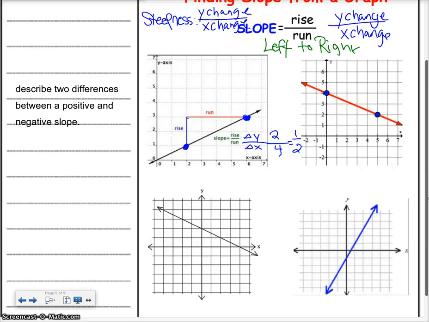So look at it. Watch slope. Slope is constant because these are linear equations, which means they're always increasing at the same rate. So my slope is 1 over 2.